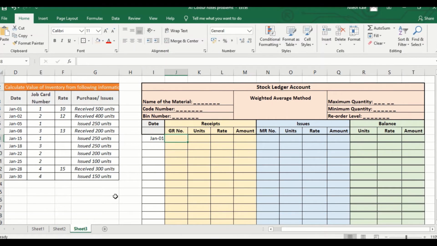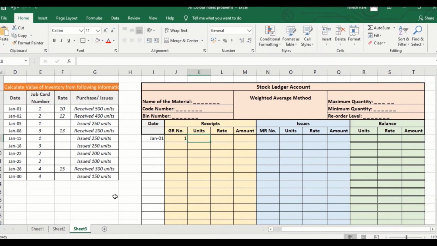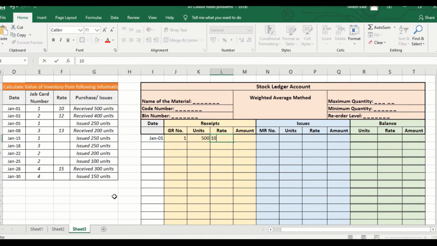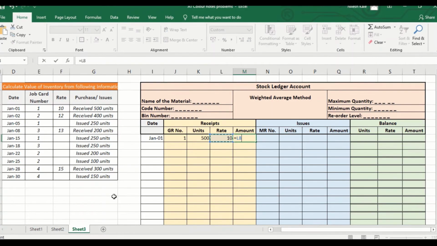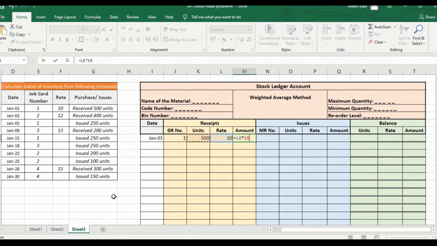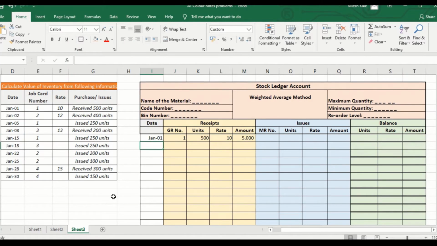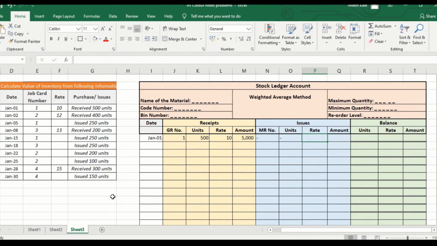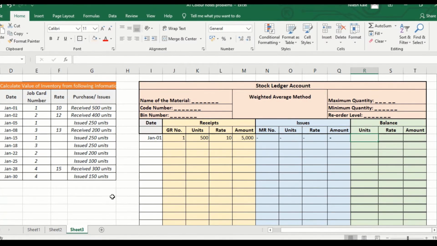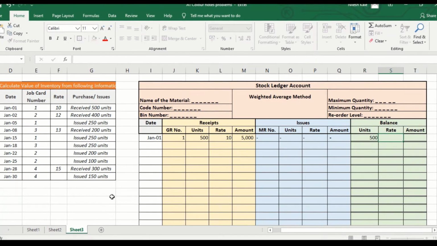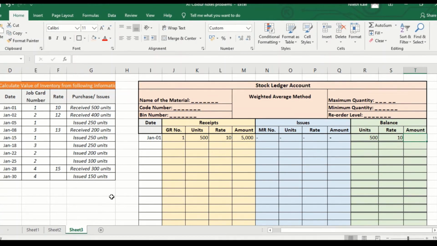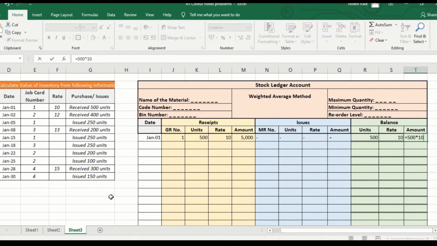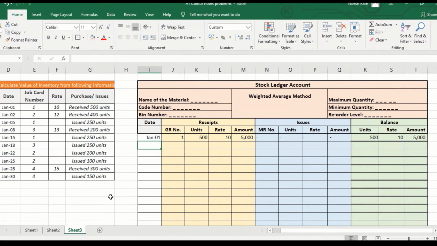On January 1, from job card number 1, that is GR number 1, how many units? 500 units we have purchased at the rate of 10. And in the amount column I have to multiply this. I can directly write 5000, but still I am using the formula, 5000, right? And as on that date we have not issued anything, I will put a dash, and then in the balance column I will write 500 units at rupees 10. What is the amount? 5000. I will use the formula 500 into 10. Done.